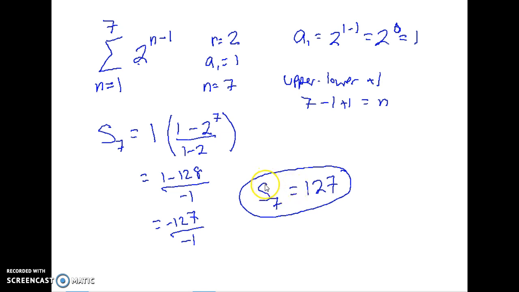So we have finite sequences for both geometric and arithmetic, but we can actually find the sum of infinite series when we are dealing with geometric only. That's the last part that we're going to talk about today: the sum of infinite geometric series.